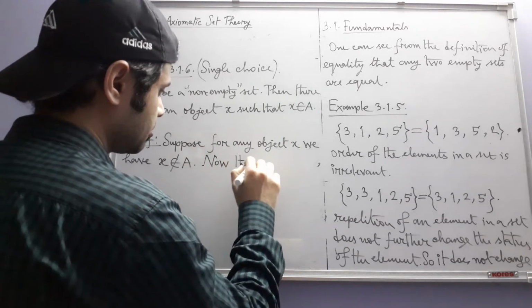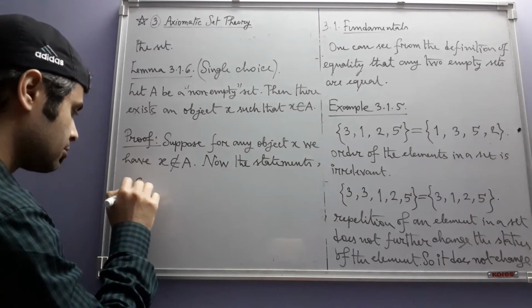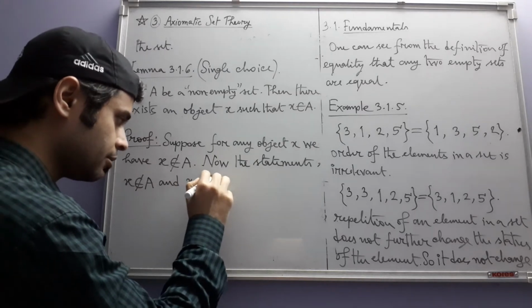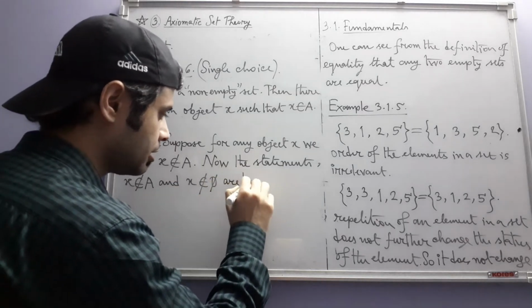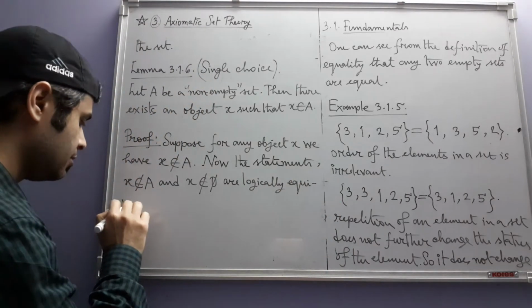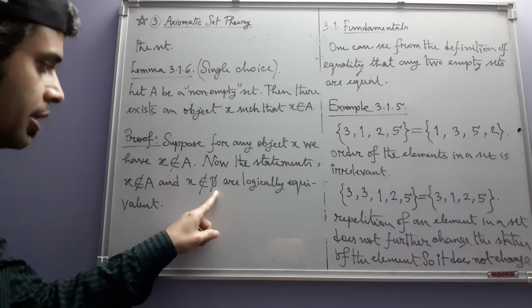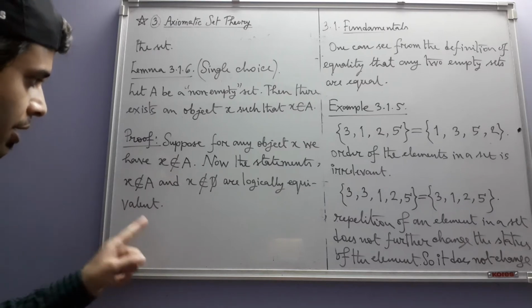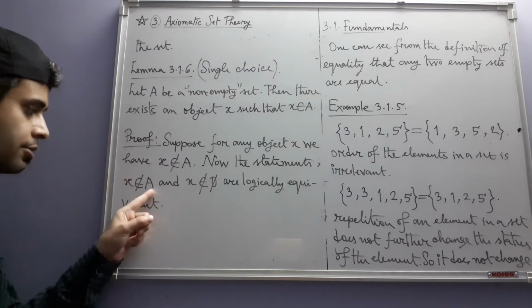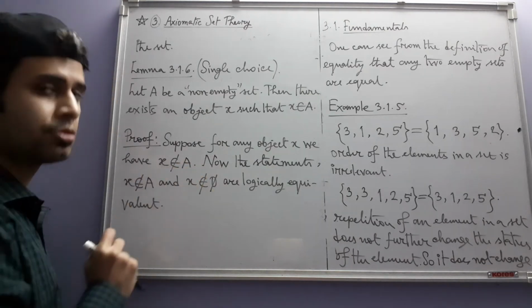The statements X does not belong to A and X does not belong to the empty set are logically equivalent. Why? That's because by the definition of the empty set, I already have this. This is true for every object X. But according to my supposition, a similar thing is true for A. In A also, no object is an element. So these two things are always true.